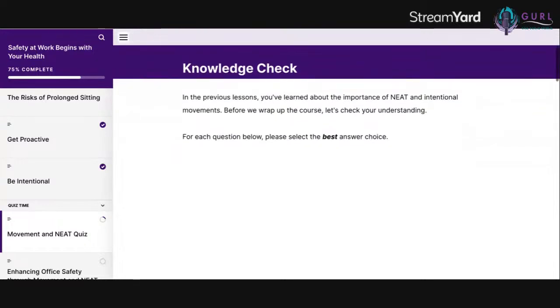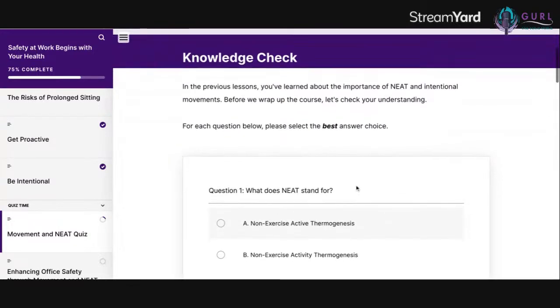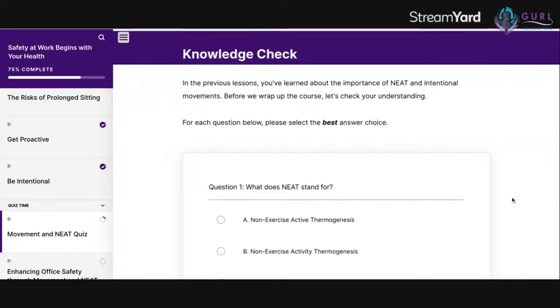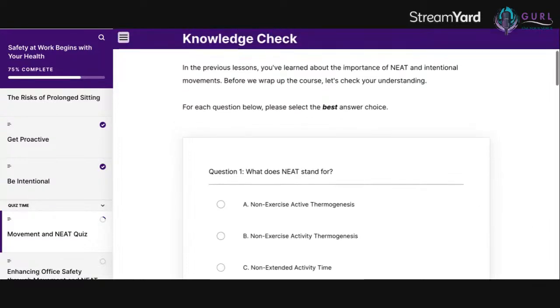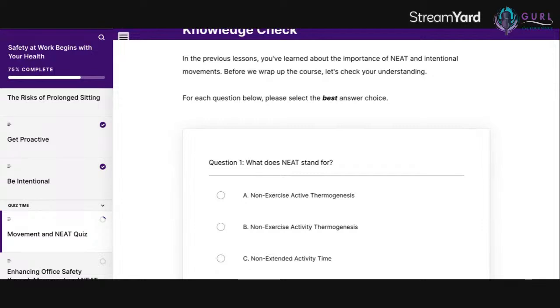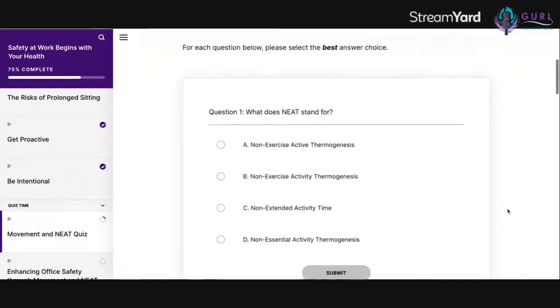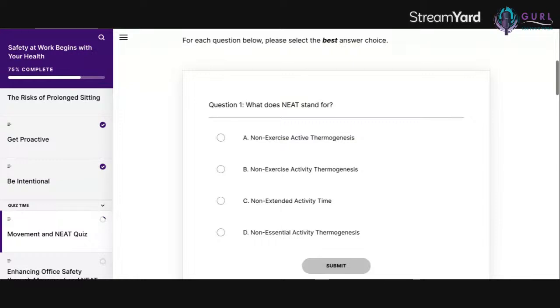Knowledge check. In the previous lessons, you've learned about the importance of NEAT and intentional movement. Before we wrap up the course, let's check your understanding. For each question below, please select the best answer choice. Y'all know those kinds of questions from high school. What's the best choice? All right, here we go. In the comments below, I want you to answer these before I give you the answer. I'm going to give you about 5 seconds after I read it to get the answer.